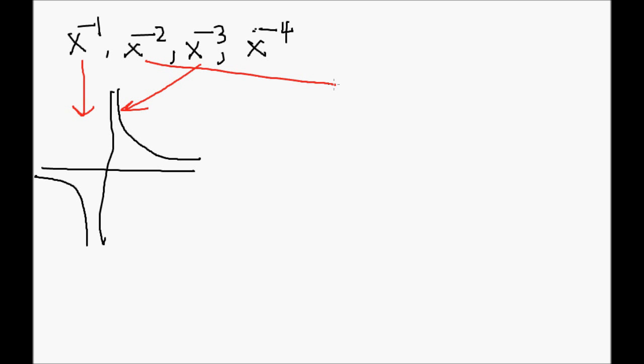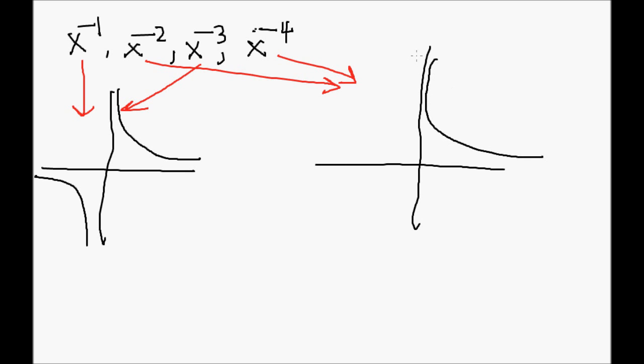The graphs of x to the minus 2 and x to the minus 4, however, are going to look kind of like this, where the y-axis still serves as a vertical asymptote, but the graph is always positive. So something along the lines of what you see on the screen there would be approximately the graph of x to the minus 2 and x to the minus 4.